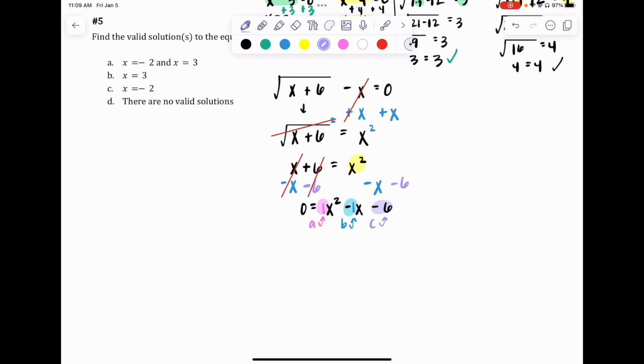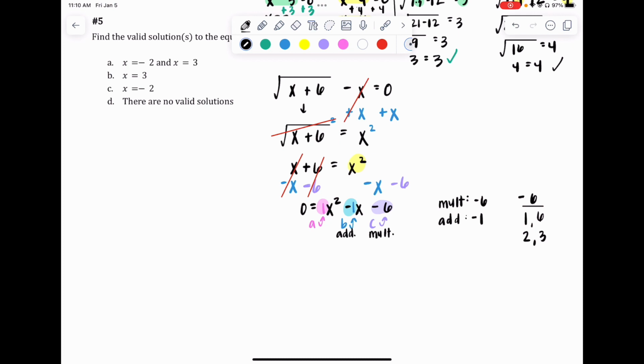And so since a is 1 again, I need numbers that multiply to c but add up to b. So in this case, I want to multiply to negative 6 but add up to negative 1. So I'm going to make a list of all the factors of just regular 6 for now. So it'd be 1 and 6, and then 2 and 3. And if they're going to multiply to negative 6, I need to make one out of each pair negative.